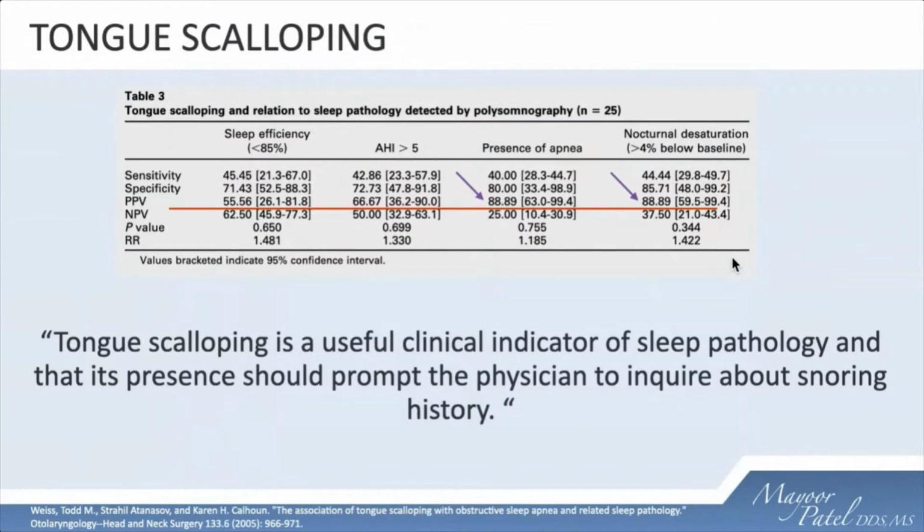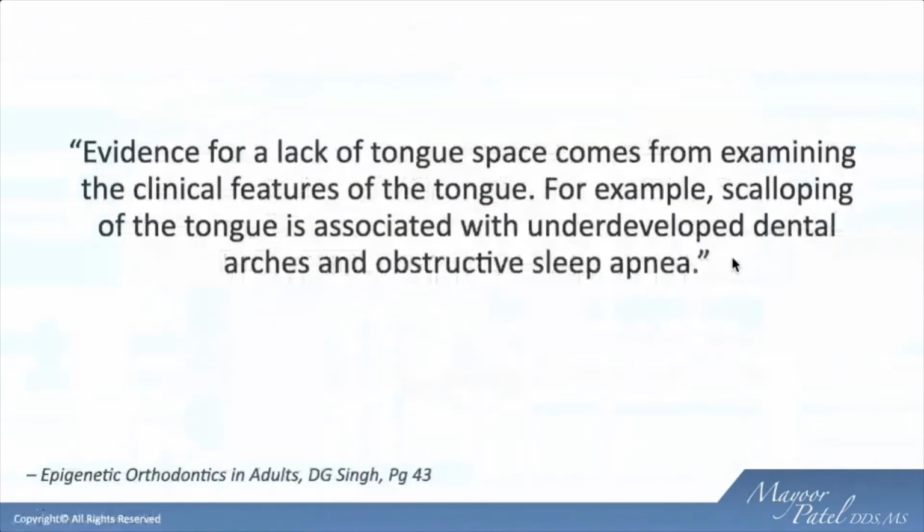But with the predictability of identifying these patients with a higher likelihood of them having a condition purely based on scalloping, there's some work done to demonstrate this, that evidence of a lack of tongue space comes from examining the clinical features of the tongue. For example, scalloping of the tongue is associated with underdeveloped dental arches and is strongly supportive and or suggestive of obstructive sleep apnea. And the only way you're going to know this is to get them tested.